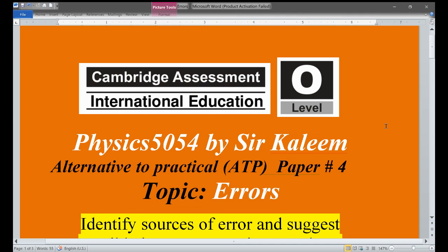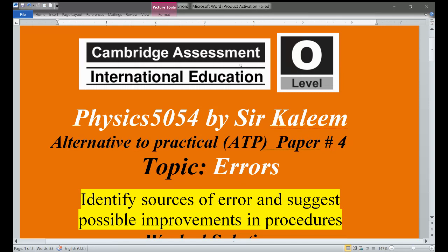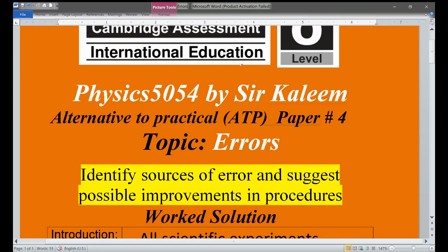Paper 4. The topic is errors. Before starting this topic, I must say that to amplify and to increase the reliability and accuracy of your experiment, you must identify the sources of error and find the error in the measurement and suggest the possible improvements in the procedures.